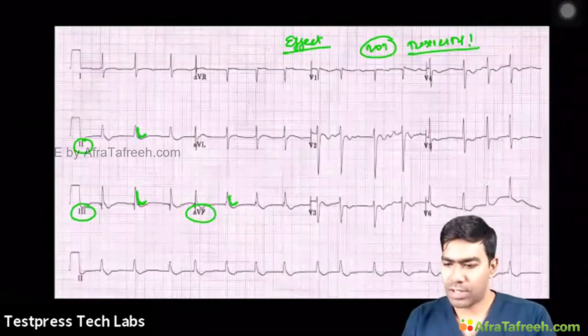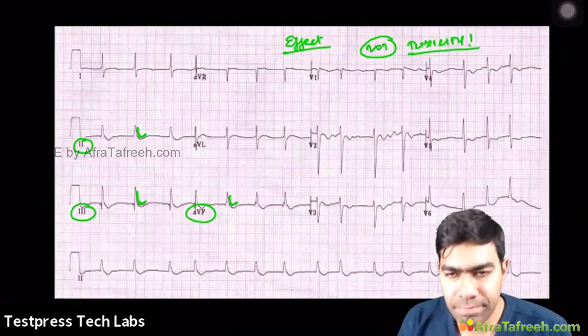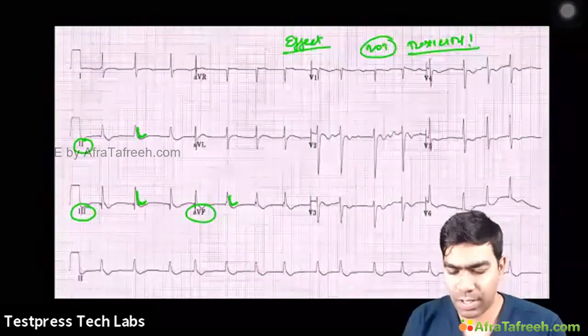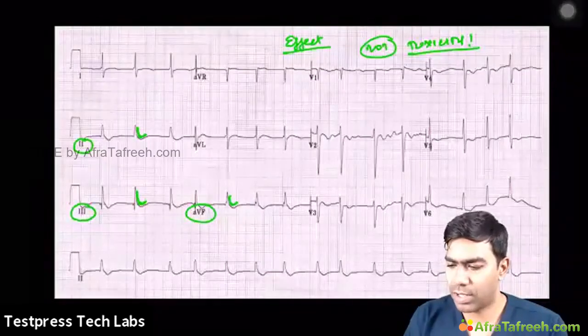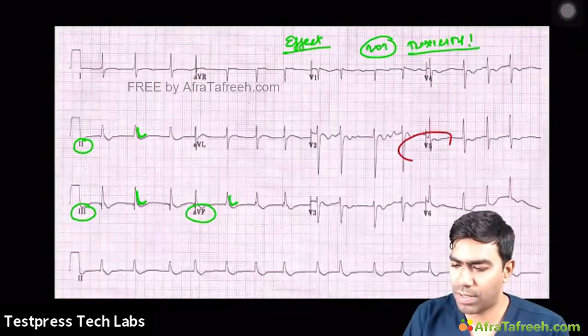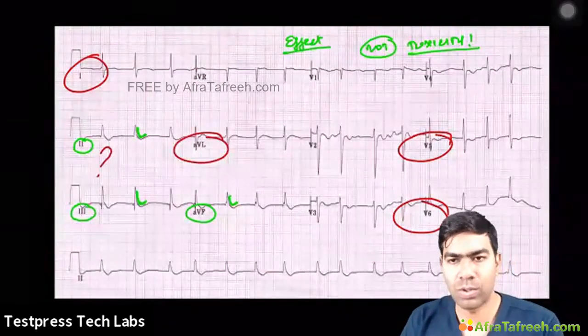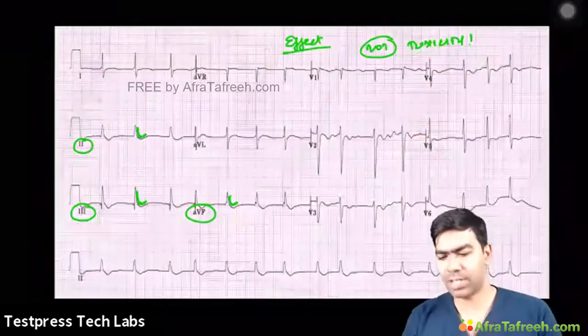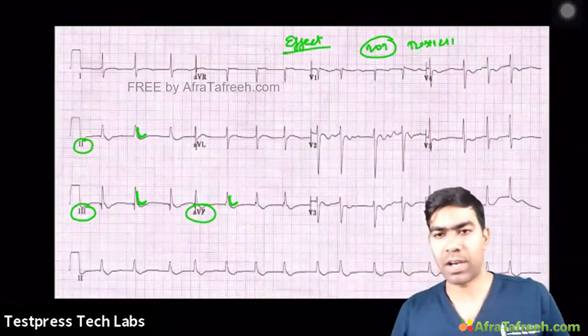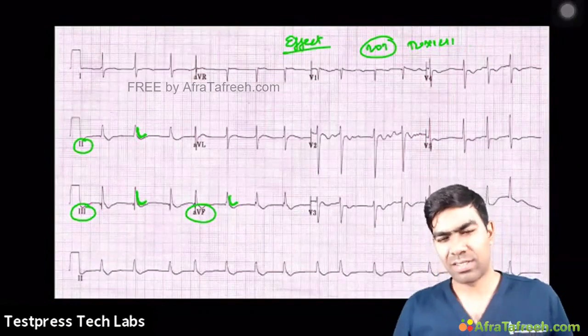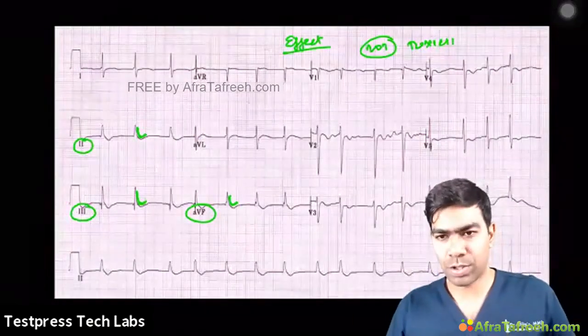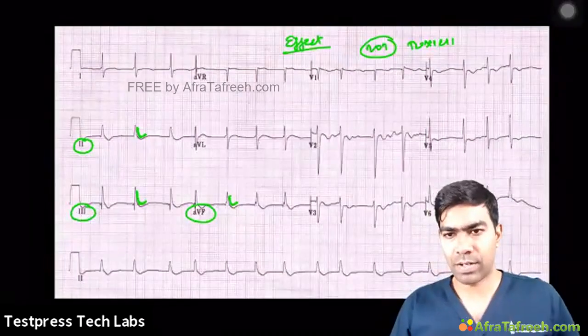Looks the same as LV strain. I'll show you LV strain in some time. This is not LV strain. In LV strain, you're going to have it more in V5, V6 only, and probably in 1 and aVL. Why the hell should you have it in 2, 3, aVF? See, you can substantiate very easily. ECG is something which can be argued easily, and it just needs some kind of exposure, that's all. It's very easy to find out.